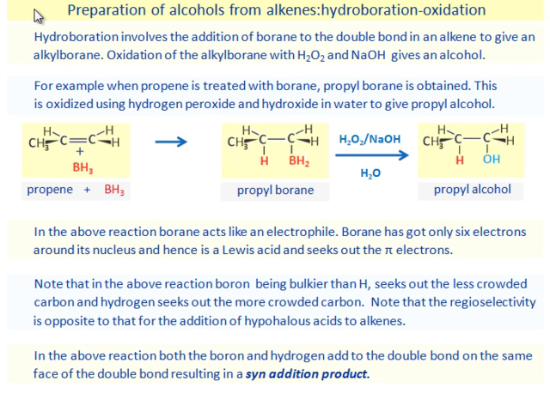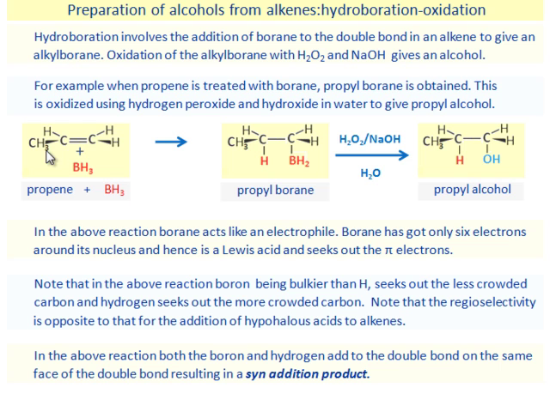Preparation of alcohols from alkenes. Hydroboration-oxidation. Hydroboration involves the addition of borane to the double bond in an alkene to give an alkyl borane. Oxidation of the alkyl borane with hydrogen peroxide and sodium hydroxide gives an alcohol.